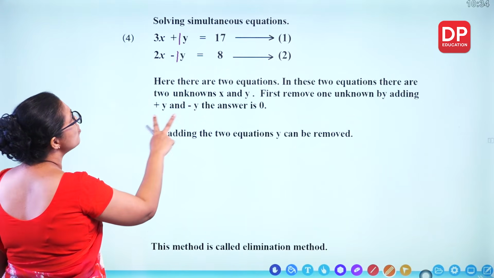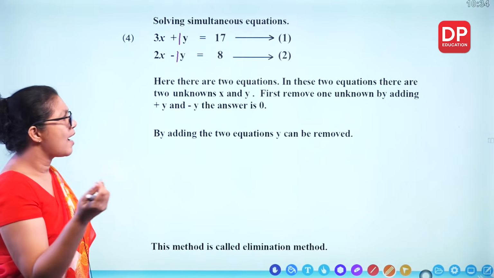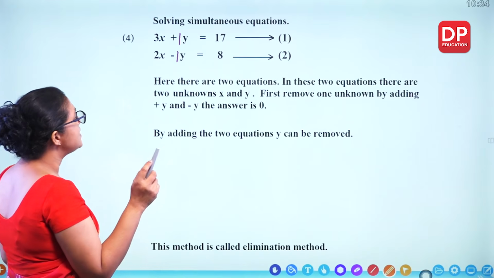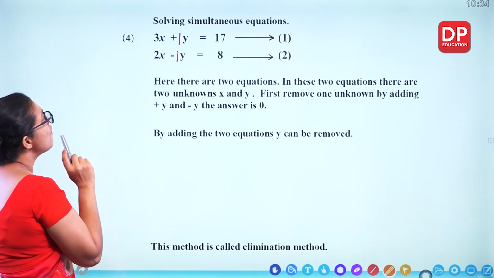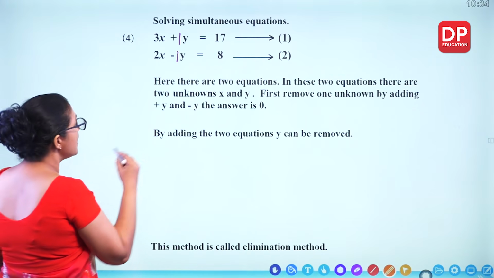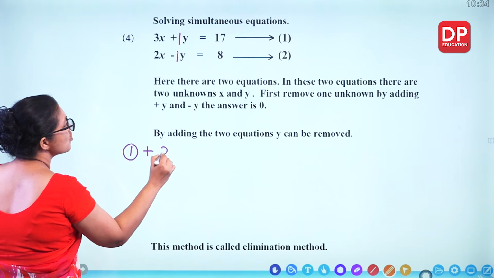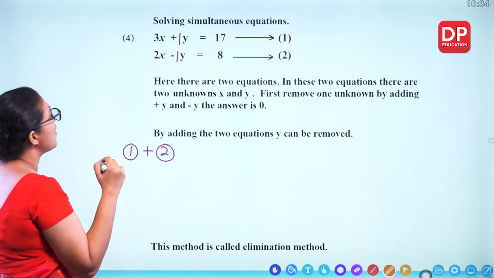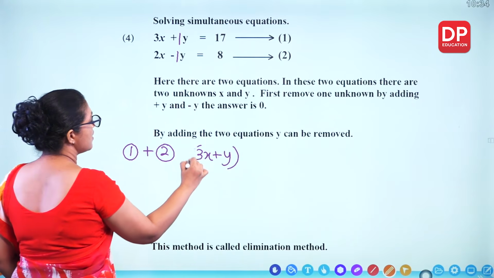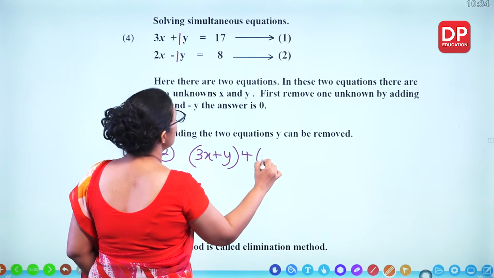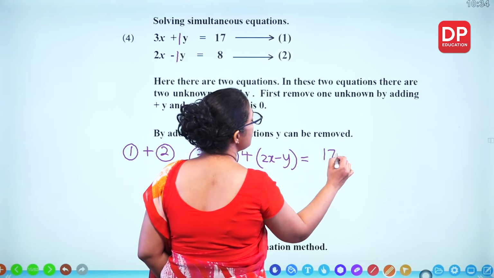When you add the two equations, plus y and minus y get cancelled out. So what do you do? You are adding. Adding the two equations, you can remove y. So we'll see how we can do it. So we'll take the first equation, add the second one. So 3x plus y is the first one. Add 2x minus y is the second one. This side 17 plus 8.